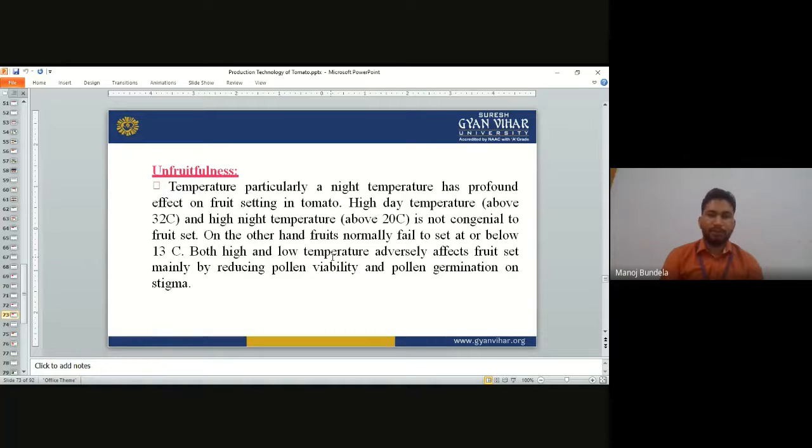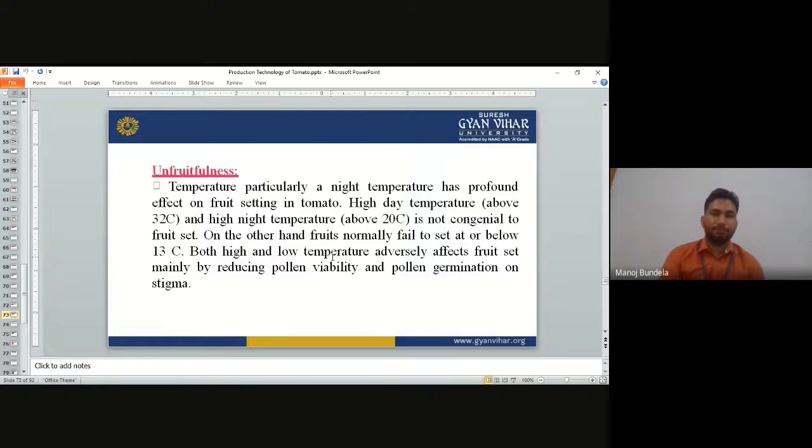Due to the high and low temperature, the fruit set will be affected, mainly by reducing the pollen viability and pollen germination in the stigma. Due to that, what will happen? Both the high and low temperatures adversely affect the fruit set, mainly by reducing the pollen viability and pollen germination on the stigma.